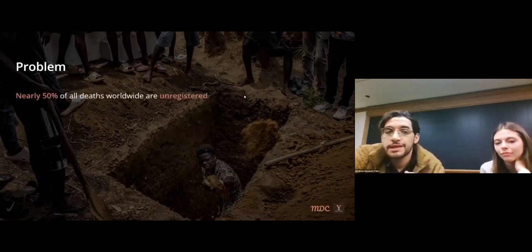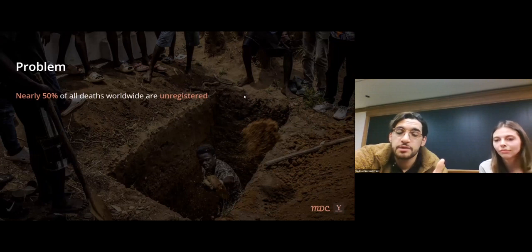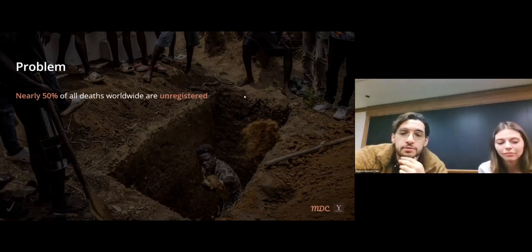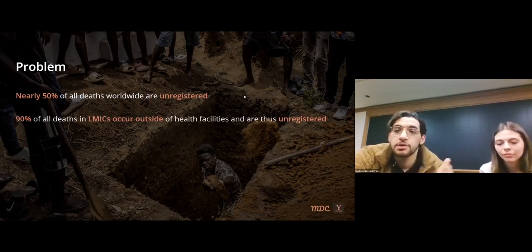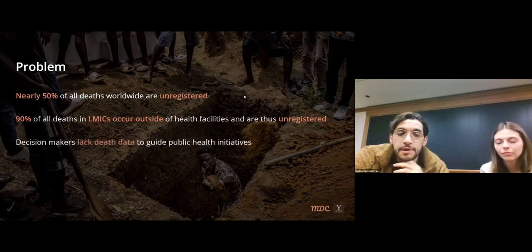One, we realized that nearly 50% of deaths in the world are unregistered, according to the WHO in 2017. And as I mentioned earlier, 90% of those deaths occur in low and middle income countries and therefore go unregistered. And obviously, decision makers lack this death data to be able to enact public health initiatives.